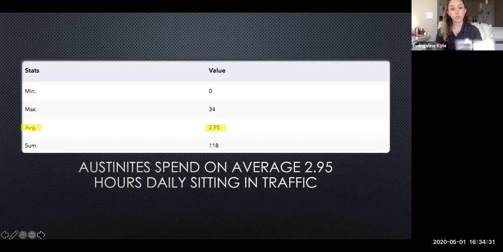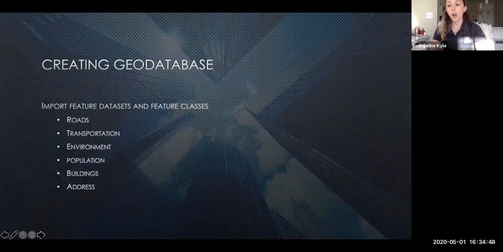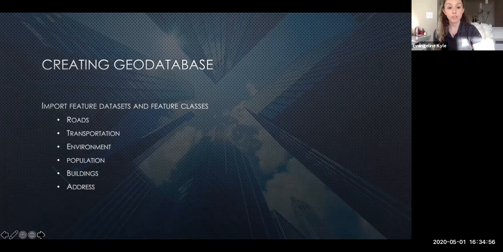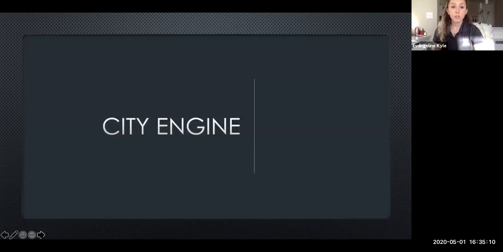After gathering all this data in my pilot study, I was able to then lay down the foundation of creating a 3D visualization of the elevated railway system, starting first with figuring out my terrain and texture imports. This data was gathered from a USGS site and then changed within ArcPro. I also created a geodatabase in ArcPro that contained very important data sets and feature classes known to Austin. In SketchUp, I created and edited very recognizable landmarks within the city of Austin that I could then export as a static model to then be imported within CityEngine.